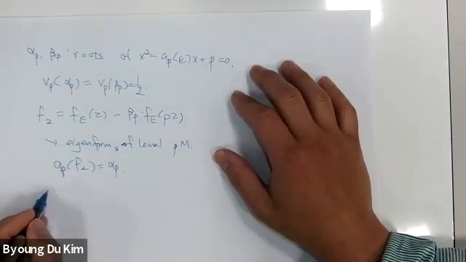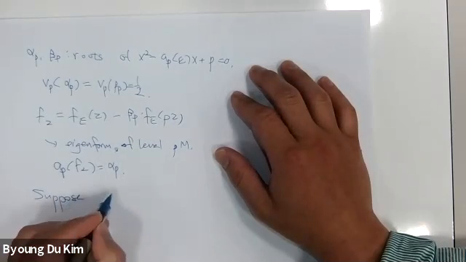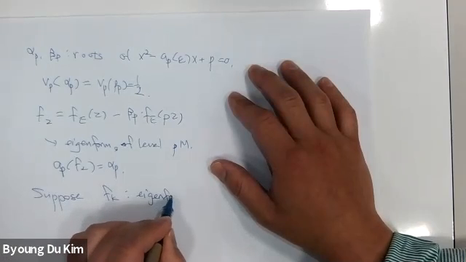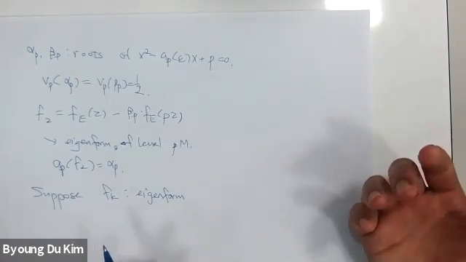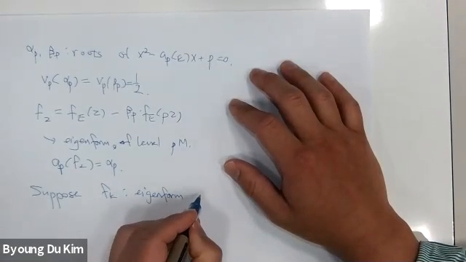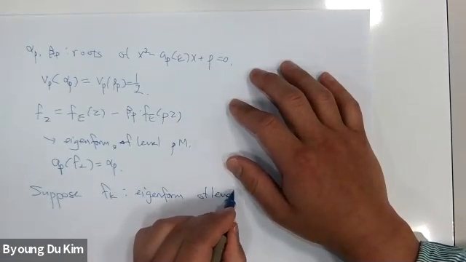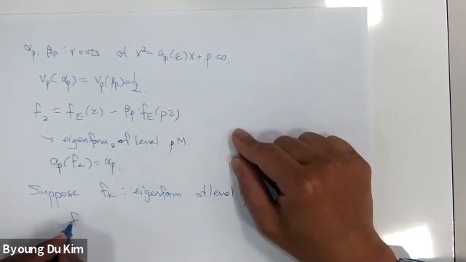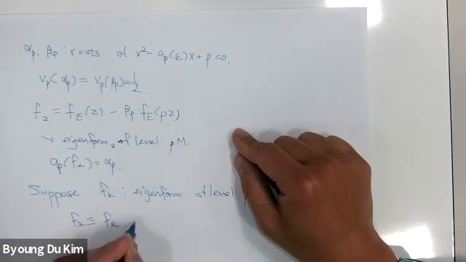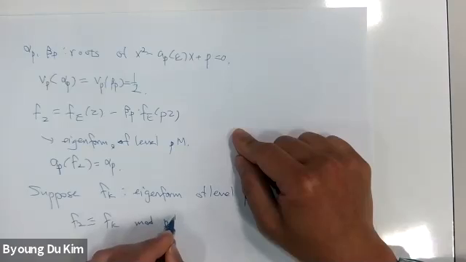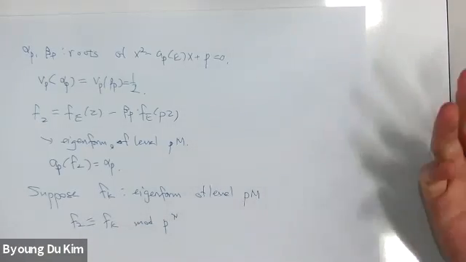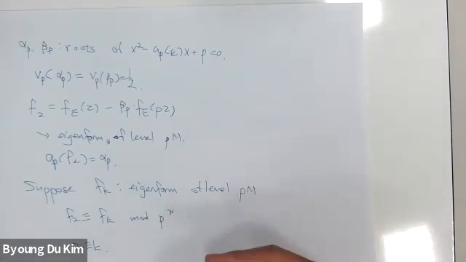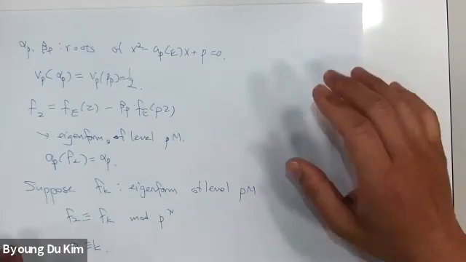Now, suppose F_k is also an eigenform, probably not a newform at p, an eigenform of level Pm, and F_2 is congruent to F_k mod p^n for some given number, capital N. This is the sort of situation that I'm thinking of.